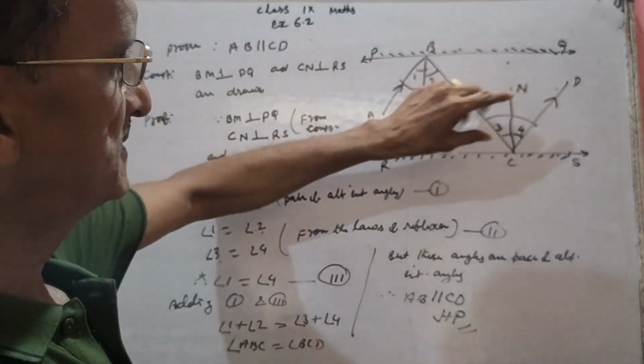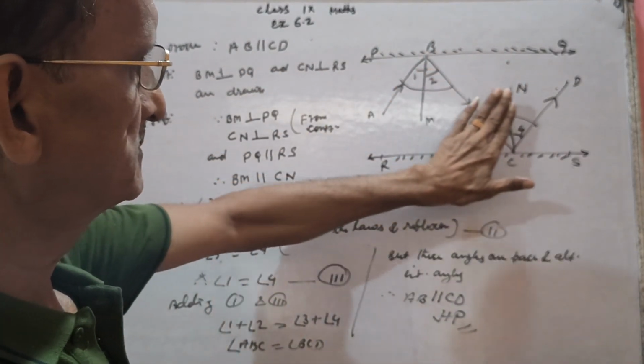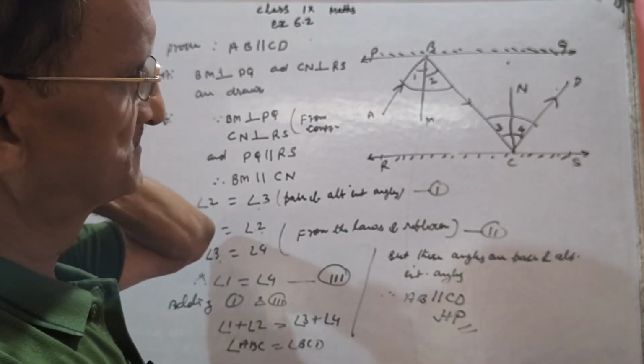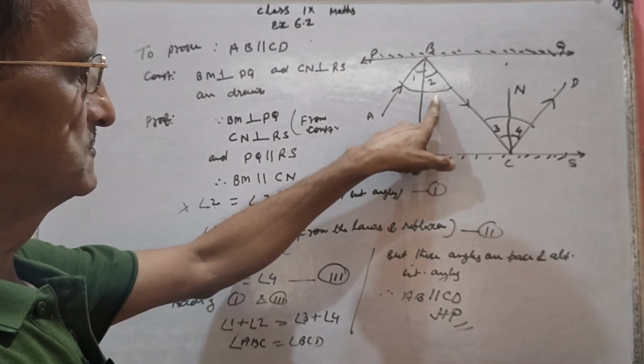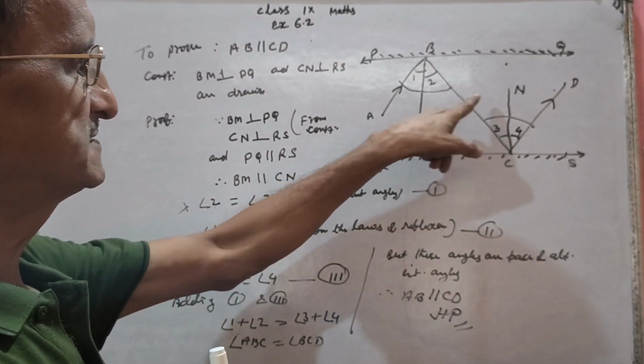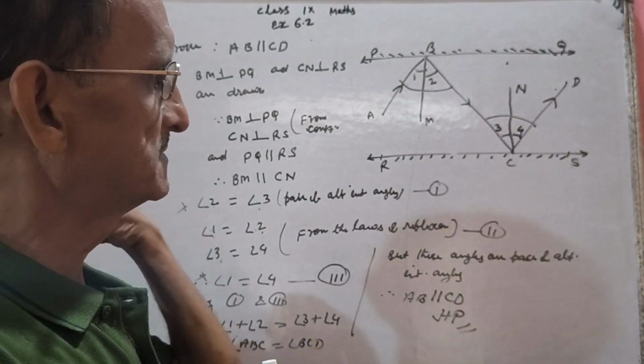See, to prove AB parallel CD, you need to prove this pair of angles are equal. We have used the laws of reflection here, angle 1 equal to angle 2. You know from the science laws of reflection. This will not be given in the sum.